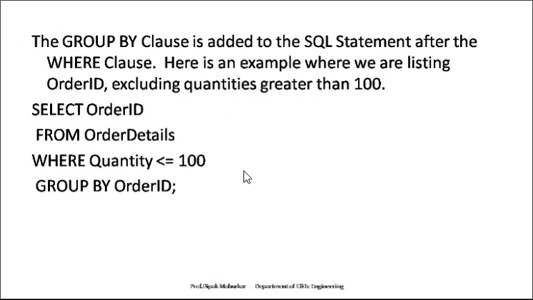Next one is your group by. The group by clause is added to the SQL statement after the where clause. Here is an example where we are listing the order IDs and excluding quantities greater than 100. So see: select order ID from order details where quantity is less than or equal to 100 and group by order ID.